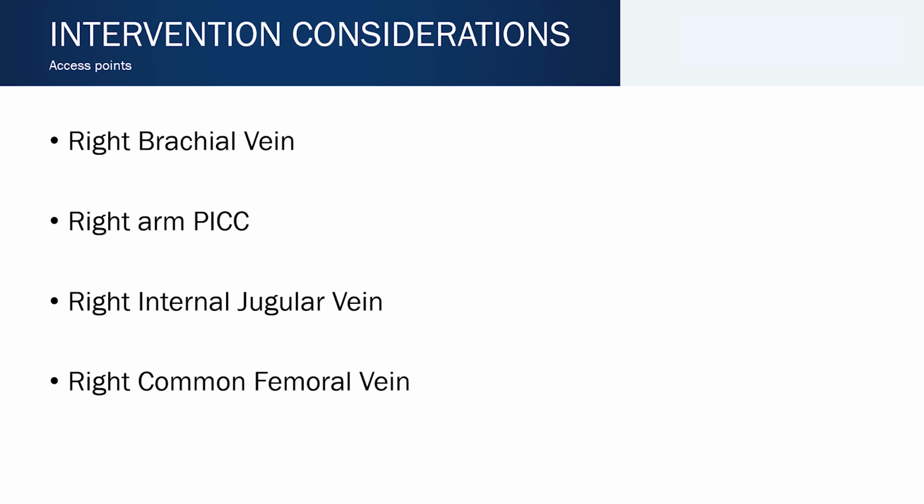From an access point consideration, there were 4 that really should be considered in this type of patient: the right brachial vein, the right arm PICC line that was in place already, the right internal jugular vein, and the right common femoral vein. These each have different advantages and disadvantages when treating different types of upper extremity deep venous thrombosis, and we'll discuss how we decided to pick what we used in this situation.